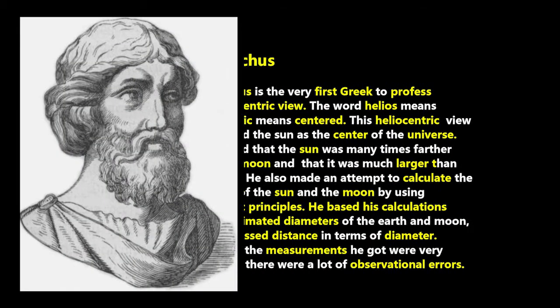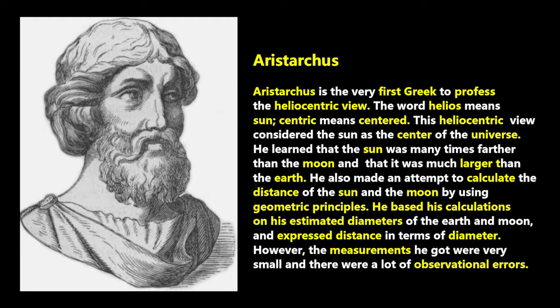We also have Aristarchus. Aristarchus is the very first Greek to profess the heliocentric view. The word helios means sun, centric means centered. This heliocentric view considered the sun as the center of the universe. He learned that the sun was many times farther than the moon, and that it was much larger than the earth.